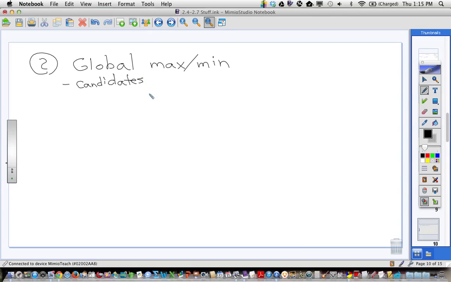Okay? Our candidates for places where the max or min might occur are: one, where f prime is 0, meaning stationary points, or two, they might be at endpoints. That's the only place they can be.